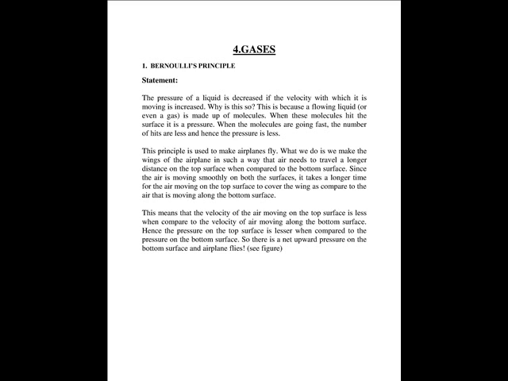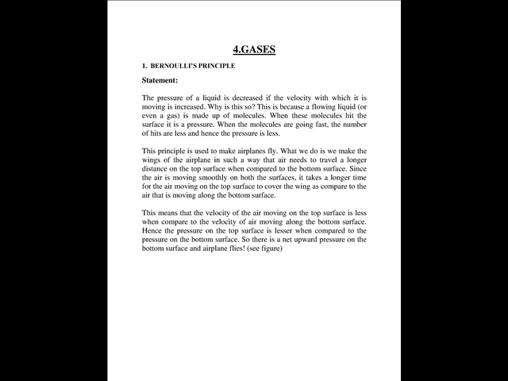That's a wonder. What we do is we make the wings of the airplane in such a way that air needs to travel a longer distance on the top surface when compared to the bottom surface. So we give it a curved shape. Since the air is moving smoothly on both the surfaces, it takes a longer time for the air moving on the top surface to cover the wing as compared to the air that is moving along the bottom surface.